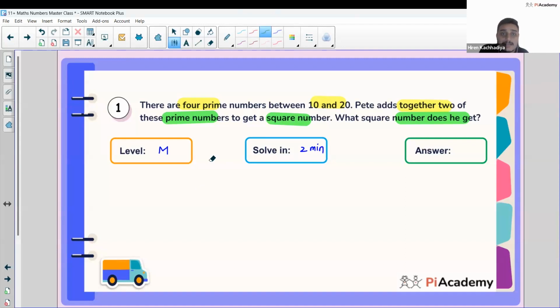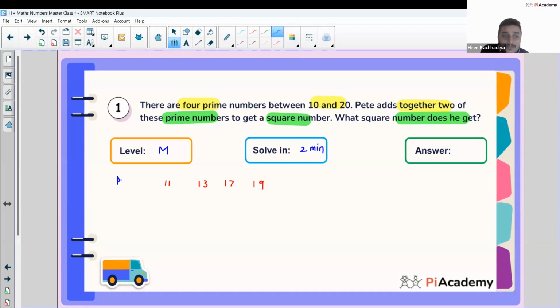So I will start writing the prime numbers here. The prime numbers between 10 and 20: the first is 11. Then you have 13. Then you have 17. And then you have 19. So it was a very easy question. Using all four numbers, you have to add them to make a square number. So this is the list of prime numbers.